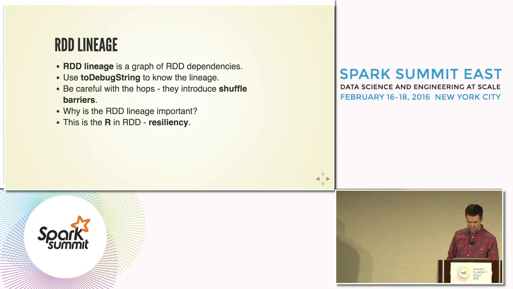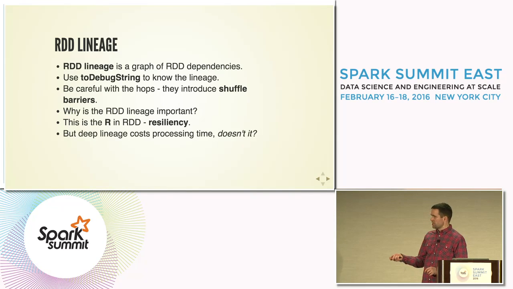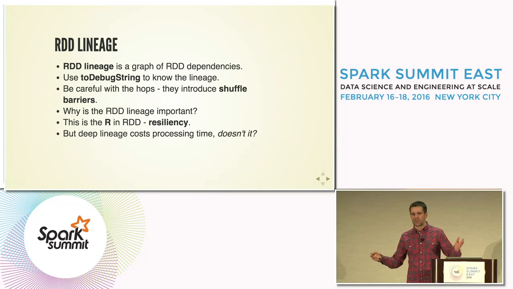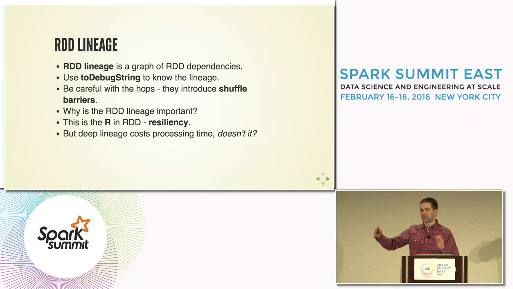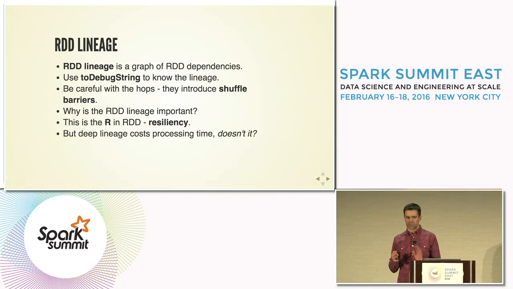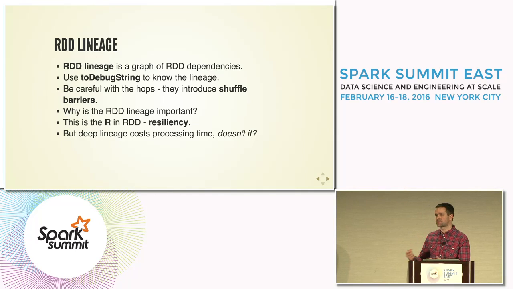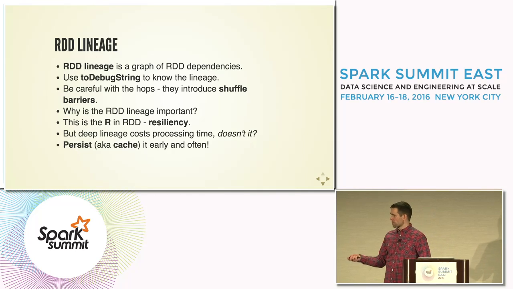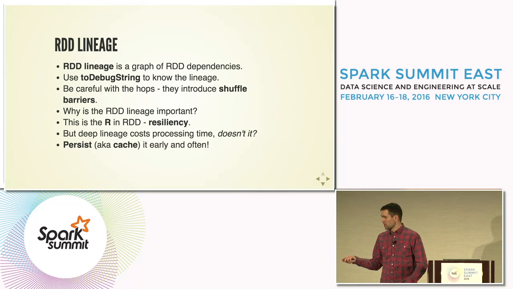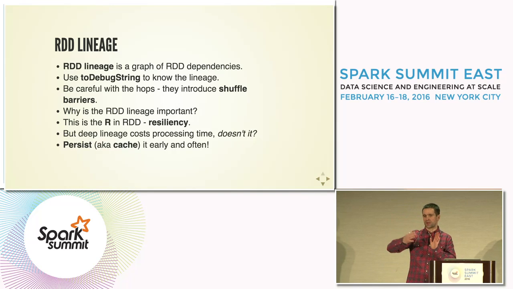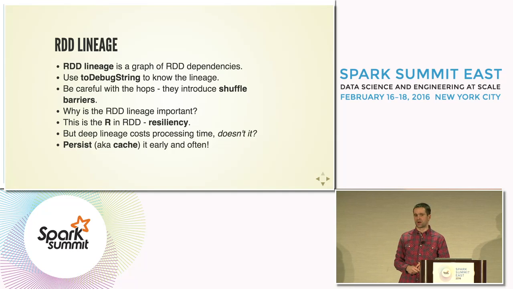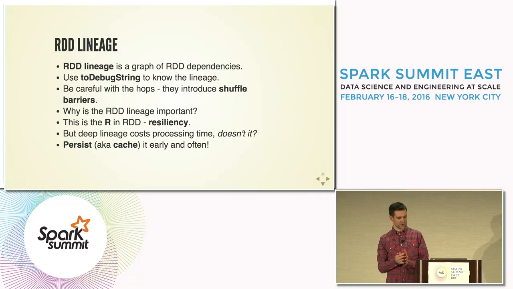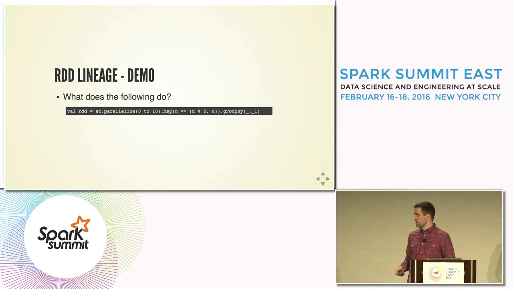That's pretty much it. Okay, and the graph can be very long. The graph can be very deep. So you need to shorten it at times because it takes time to process the information. So you persist it or cache it, to cut the number of dependencies an RDD has on other RDDs. So effectively, your processing time will shrink, or so I hope.